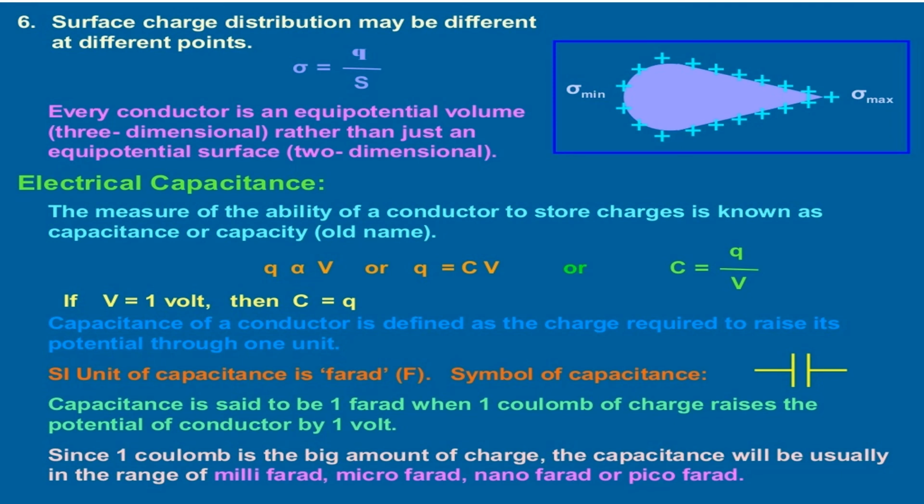Capital F is the symbol for the unit, and the symbol for capacitance is as shown. Capacitance is said to be 1 farad when 1 coulomb of charge raises the potential of the conductor by 1 volt. Since 1 coulomb is a big amount of charge, the capacitance will usually be in the range of millifarad, microfarad, nanofarad and picofarad. The capacitance of a conductor depends upon number 1, the shape and size of the conductor, and number 2, the nature of the medium surrounding the conductor.